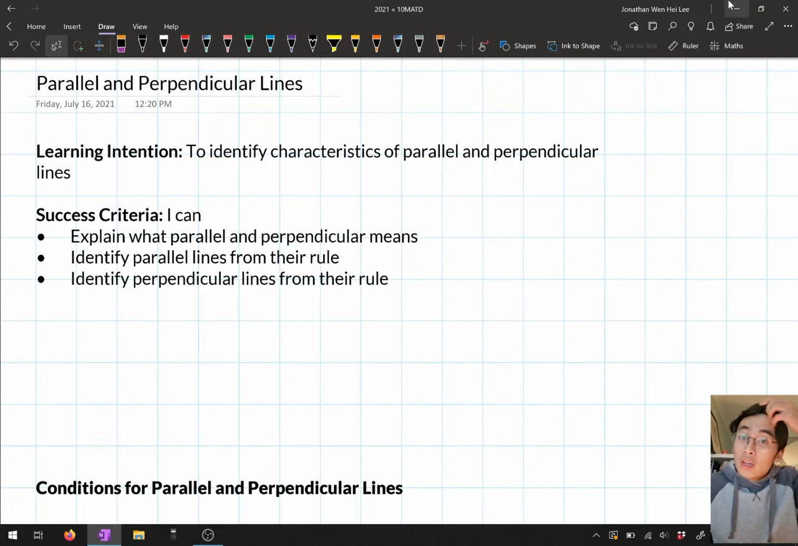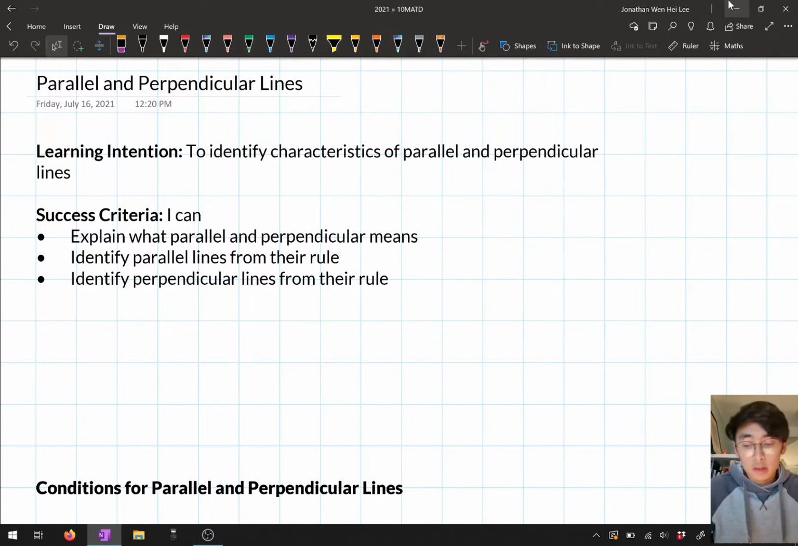In this video we're going to be looking at the next section in our topic of linear relationships, and what we're going to be talking about is what parallel and perpendicular lines are. So in this video we want to be able to achieve three things by the end of today. We want to be able to explain what parallel and perpendicular means, we want to identify parallel lines from the rule, and we want to identify perpendicular lines from the rule. So those are the three things we want to be looking at today.